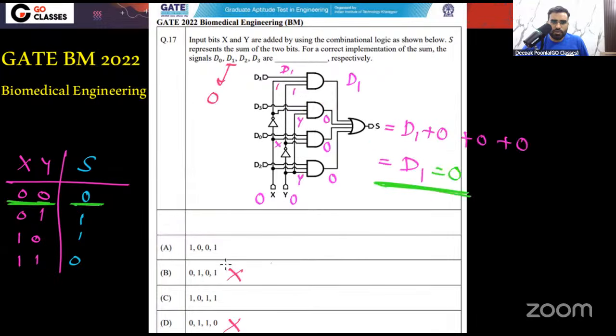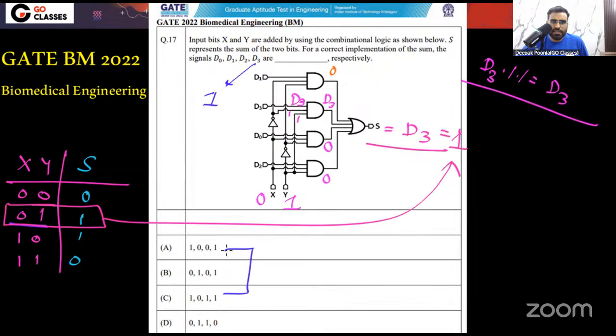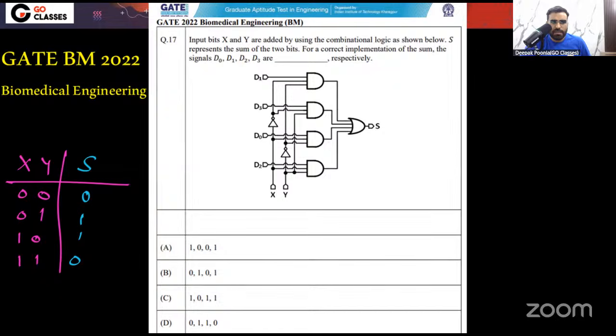So which options? We had options A and C remaining. In options A and C, D3 is 1. So here I eliminated B and D. But now remember, with this, I cannot eliminate between A or C. So let's see quickly where options A and C are different. They are differing in D2. I think, yes, they are only differing in D2.